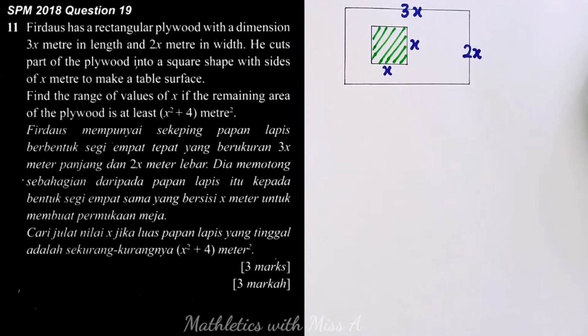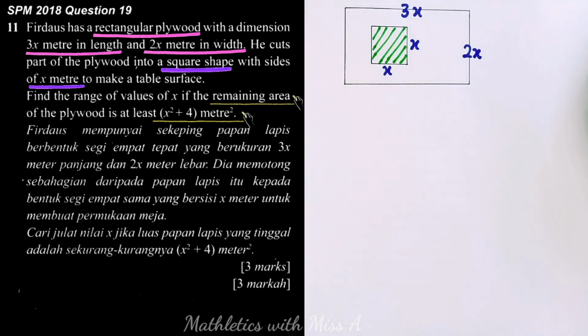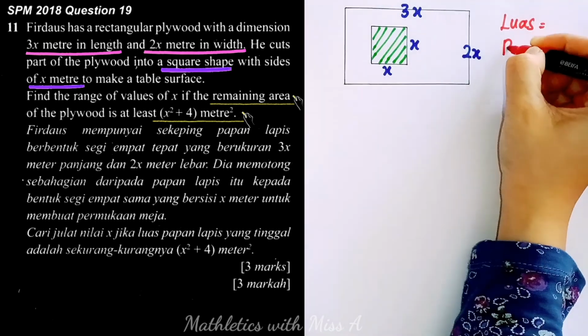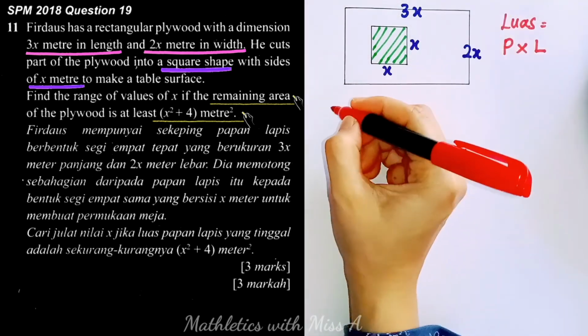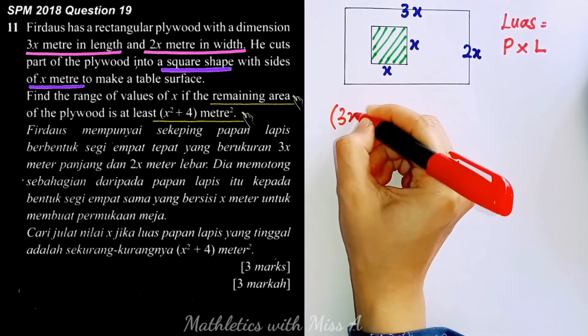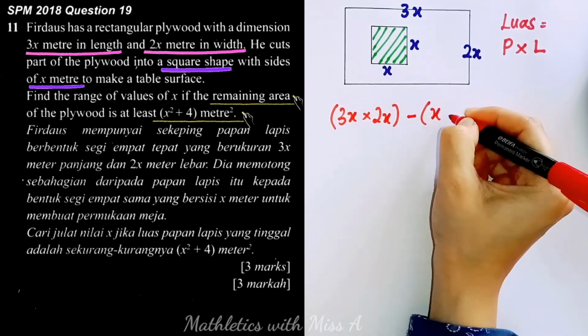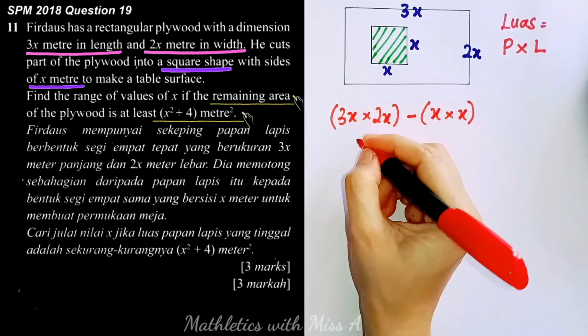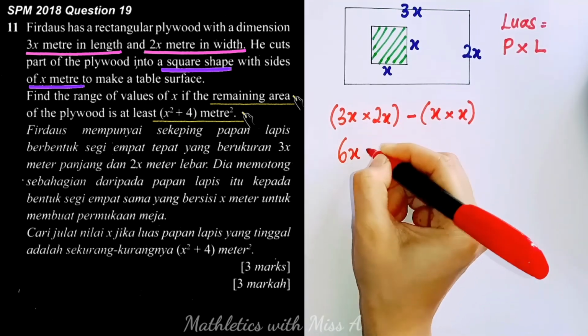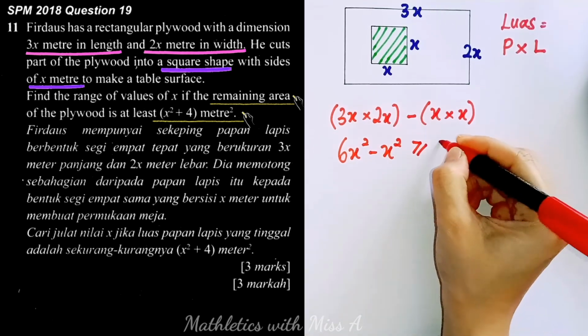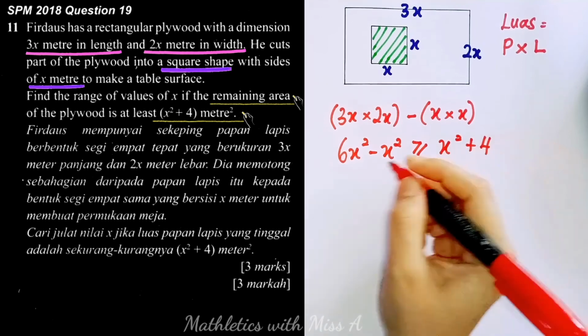Firdaus has a rectangular plywood with a dimension 3x meter in length and 2x meter in width. He cuts part of the plywood into a square shape with sides of x meter to make a table surface. Find the range of values of x if the remaining area of the plywood is at least x power of 2 plus 4 meters square. So the remaining area means the area of rectangular plywood minus the area of square plywood. So 6x power of 2 minus x power of 2 greater or equal than x power of 2 plus 4.